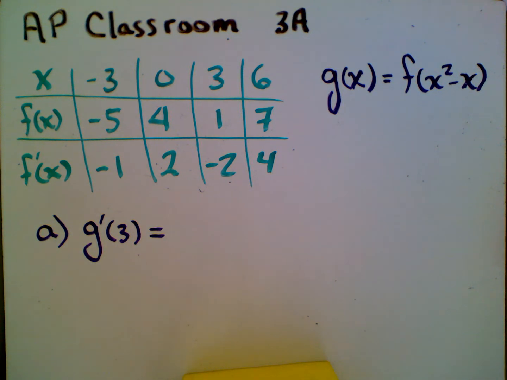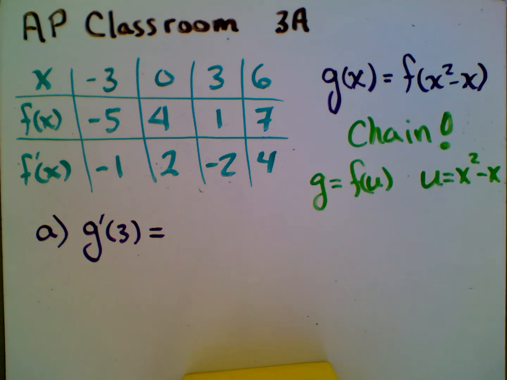This is 3A, and it gave you the information that's shown up there, a table and an equation for G. The first part, part A, is asking for you to get the derivative. Here's what you need to remember. It's a chain rule problem. You must remember to take the derivative of both the outside and the inside function. That could be a little harder than we thought.